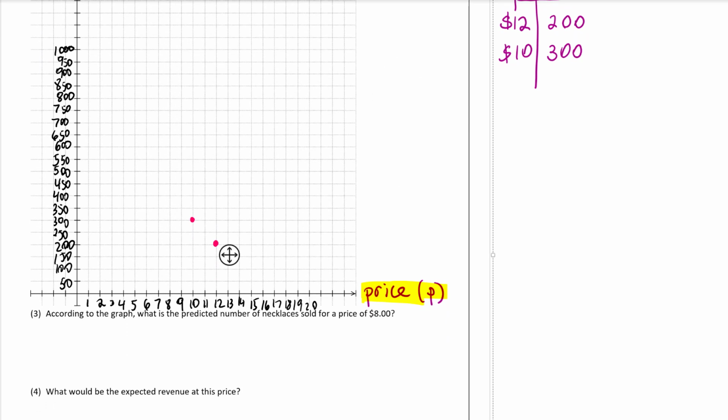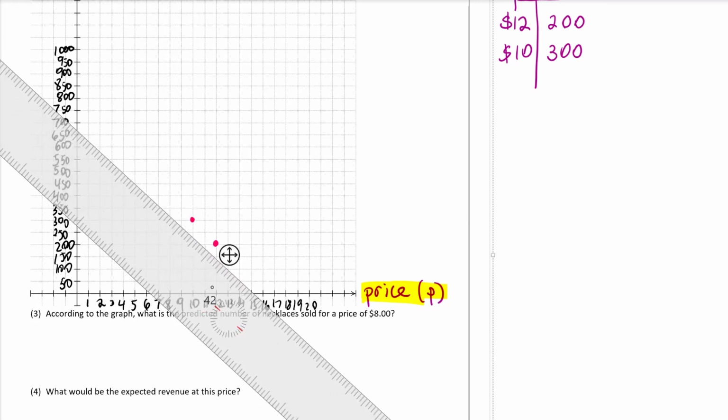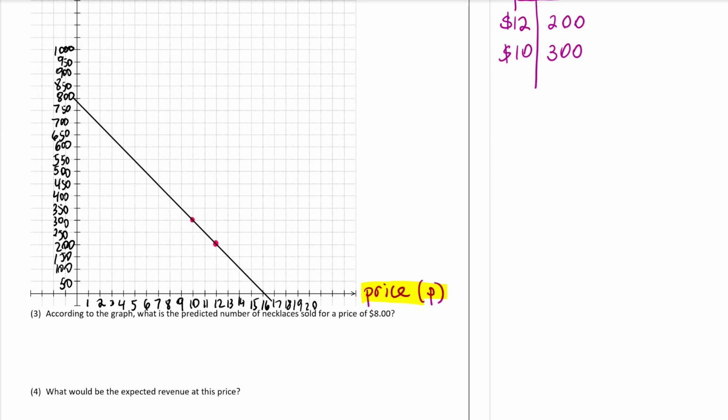Okay, so let's connect them then, right? I'm going to use the ruler. Alright, so I'm going to connect them. I shouldn't just stop at those 2 points. So I'm going to go all the way from the beginning to the end, because when we discuss the linear model, it would be useful to describe all of its features. All right, so here's what we got.